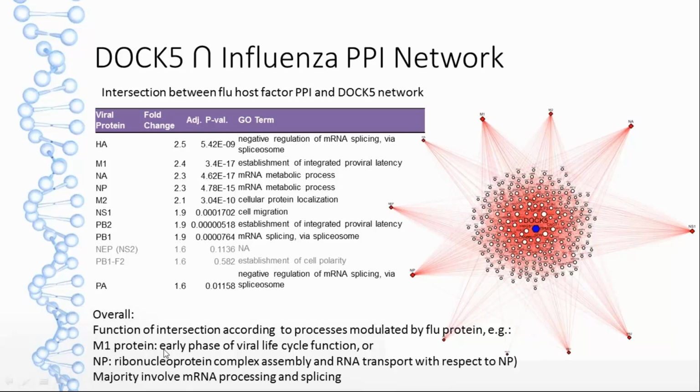So this M1 protein, which is involved in the early phase of the viral life cycle, is associated with this particular function in our co-expression network. Similarly, this NP protein, which is part of the ribonucleoprotein complex, is associated with RNA transport. But I want to come to my final slide.